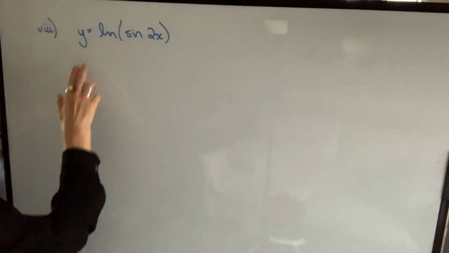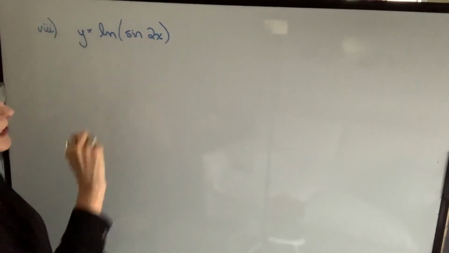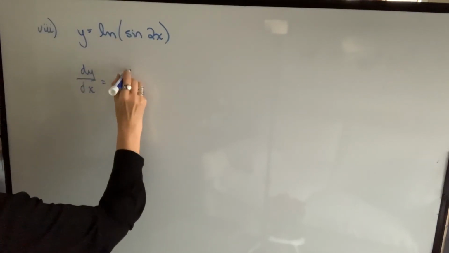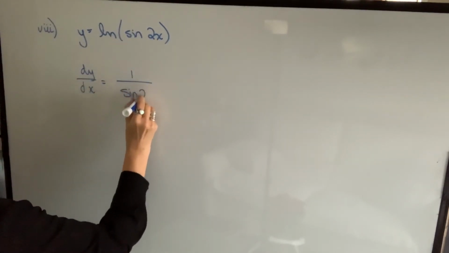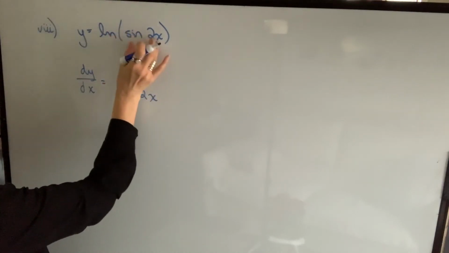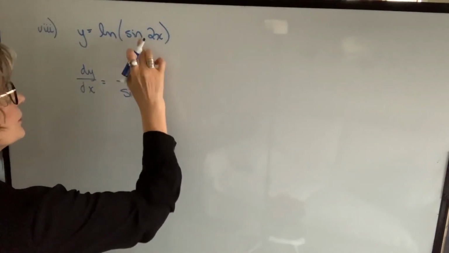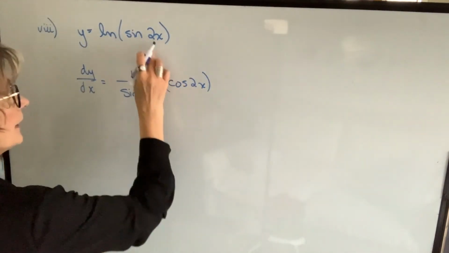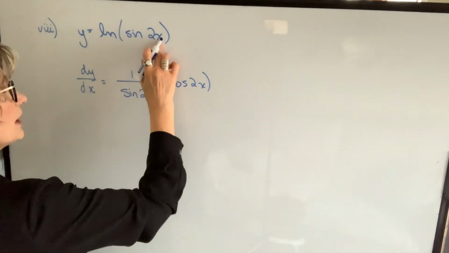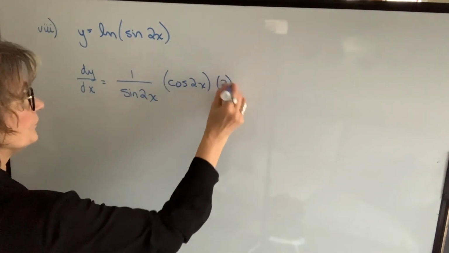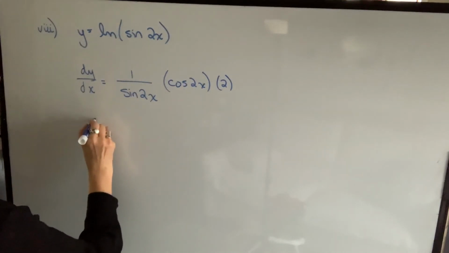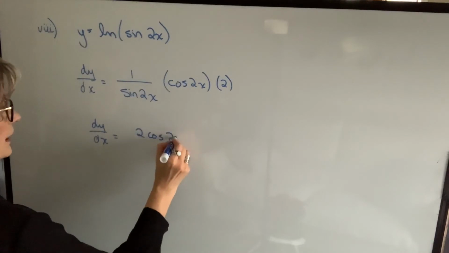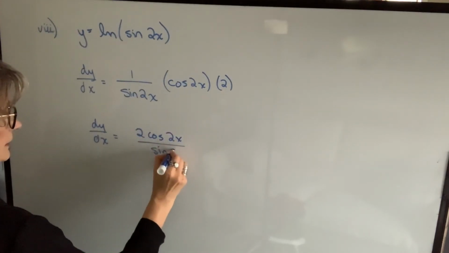In my last example, I have y equals the natural log of sine of 2x. So my derivative will be 1 over sine of 2x, and then my chain rule says I have to multiply by the derivative of this. The derivative of sine of 2x will be cos of 2x, and then I go inside the sine function and I multiply by the derivative of 2x, which is 2. When I clean this up, I'm going to get 2 cos of 2x over sine of 2x.